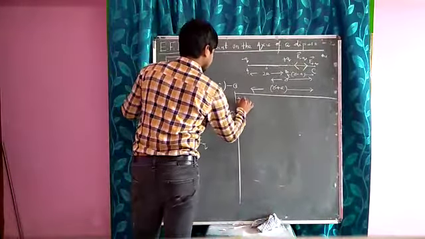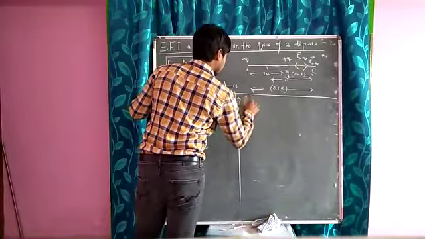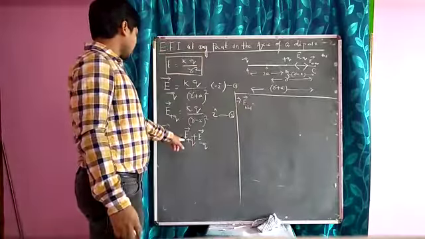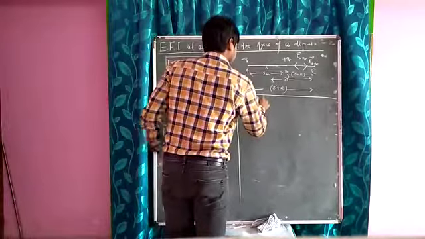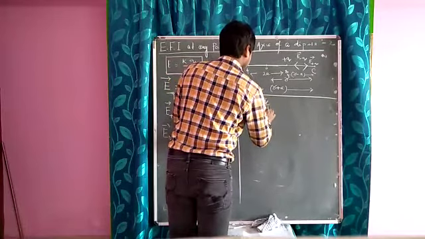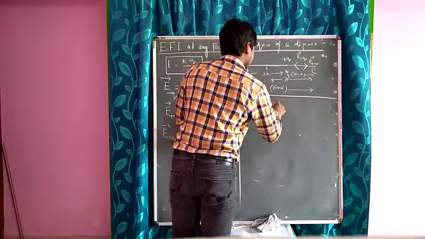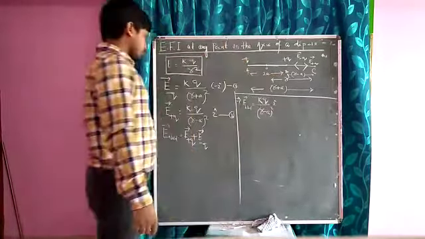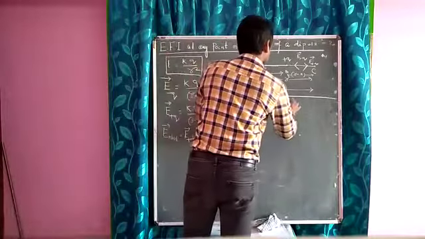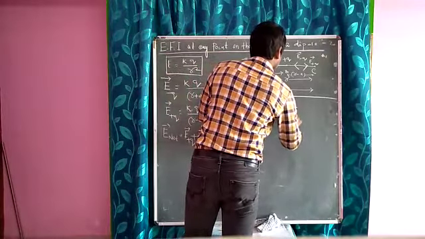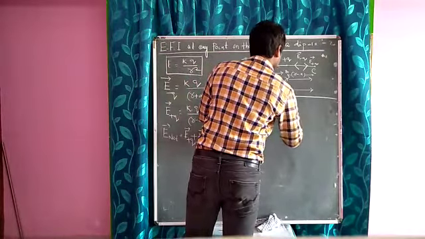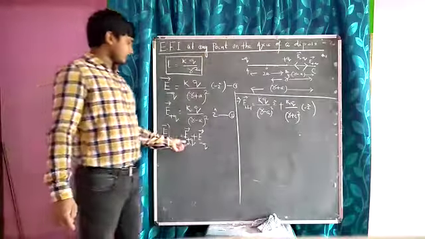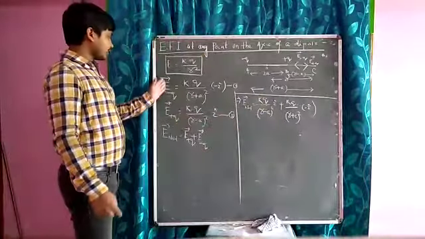This implies that our E net will be equal to, what is the value of E plus Q? KQ by R minus A whole square I cap plus KQ by R plus A whole square minus I cap. Is it clear? Only I have written the value of E plus Q and E minus Q, which I have already written here.